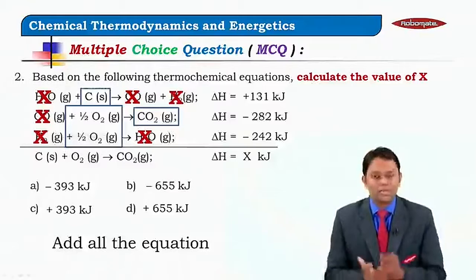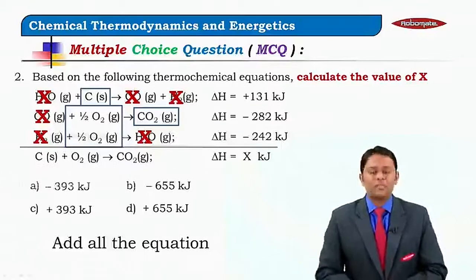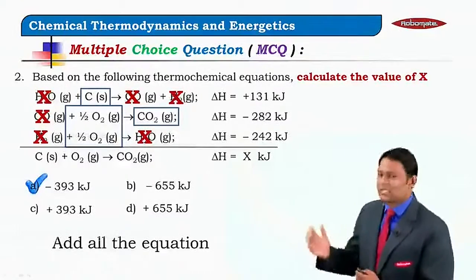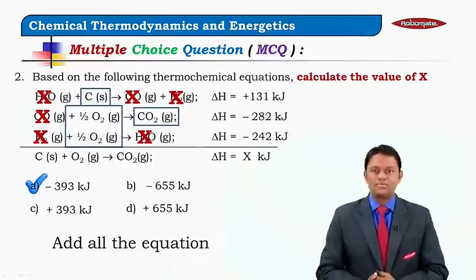So simply adding the equations, we'll get the value of x, and the value of x will be minus 393 kilojoule per mole. This is how we have to do the sum.